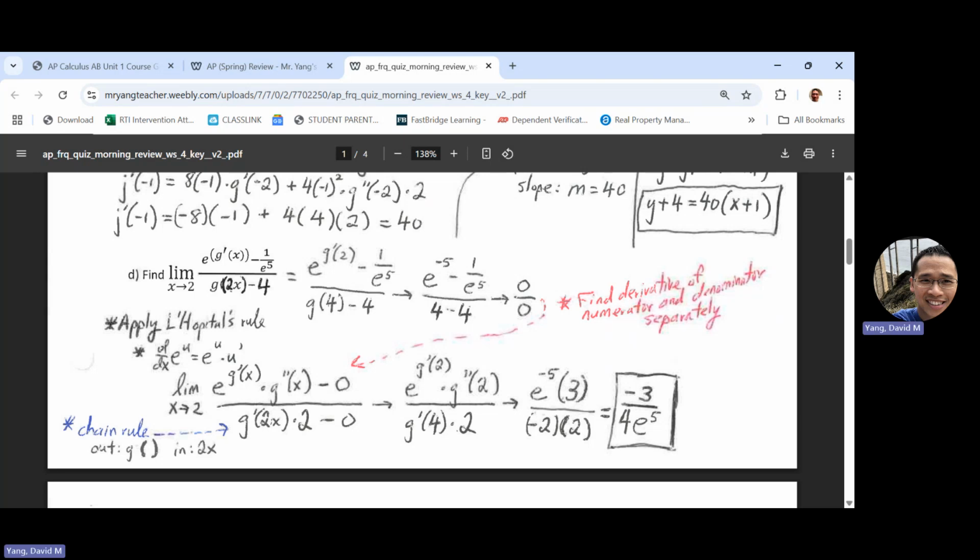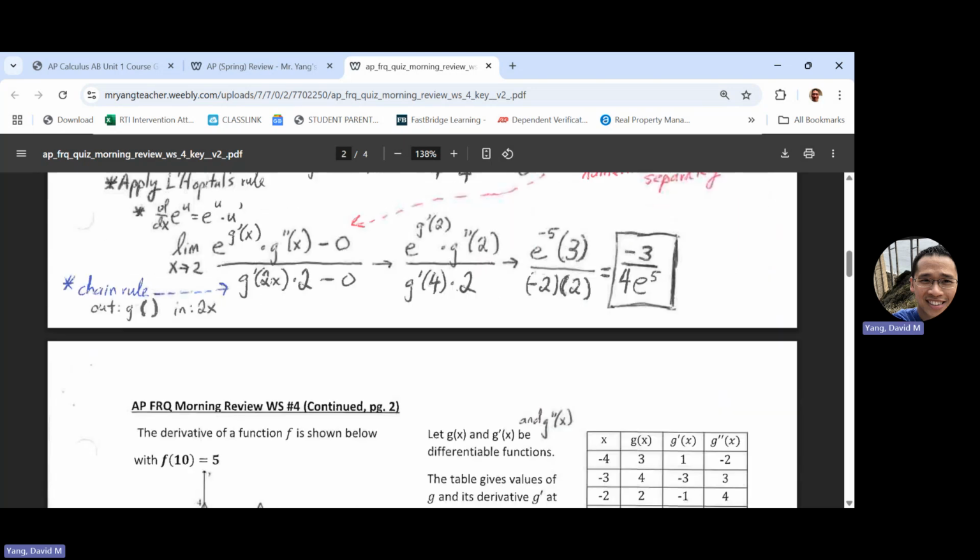So g double prime of 2 is 3, g prime of 4 is 2, -2. And I'm just combining it. You can leave it like this. I like to have my answer with positive exponents, so I brought the e back down to the denominator. But unsimplified is okay. Okay, next page.